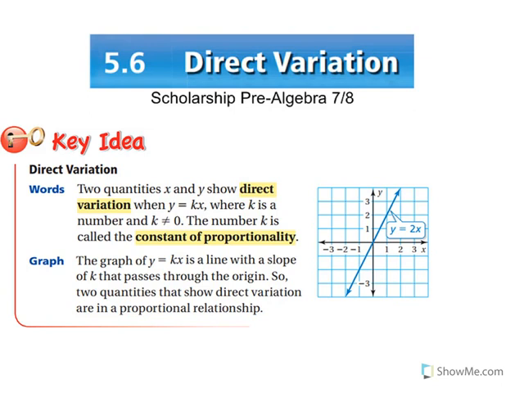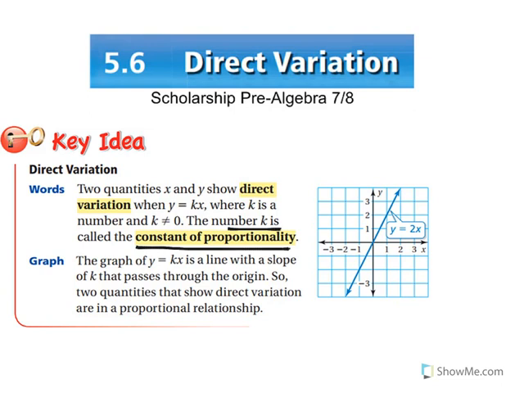equals kx. Now, what is k? K would be the same thing as slope. It's called the constant of proportionality is what the k represents, but k is the same thing as slope. So slope, constant of proportionality, they mean the same thing. So when you think of this, just think of the slope. They have more than one name.